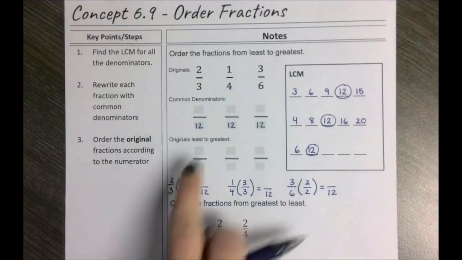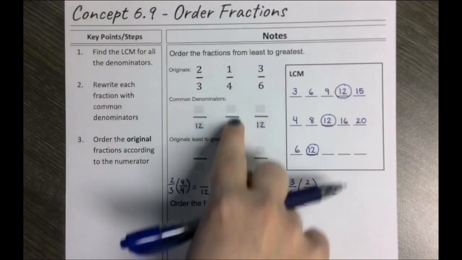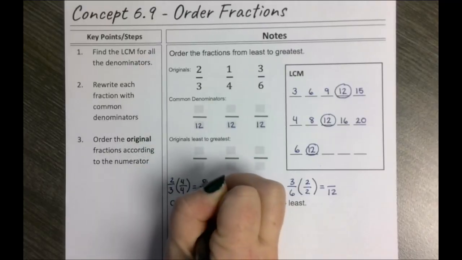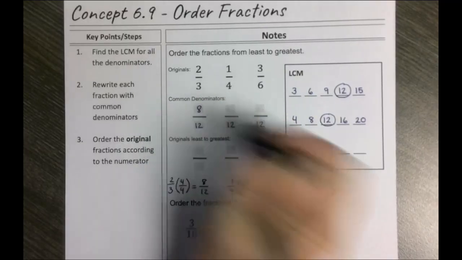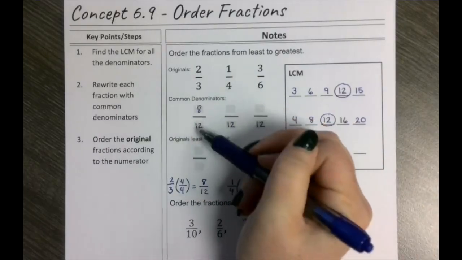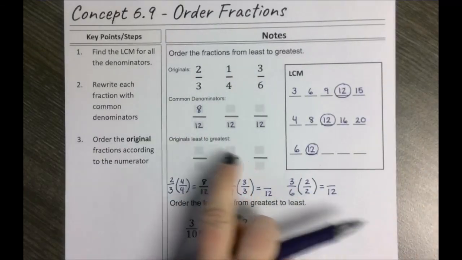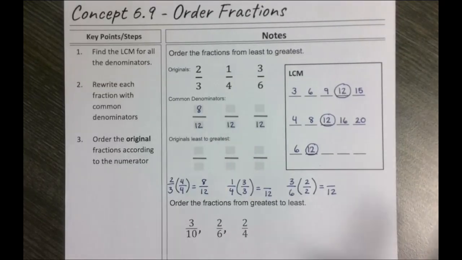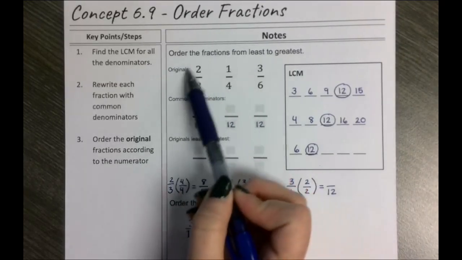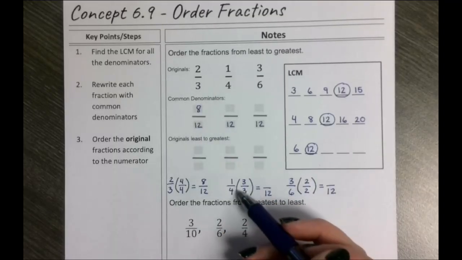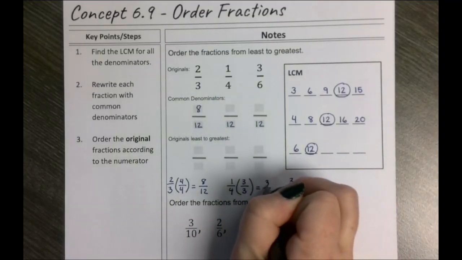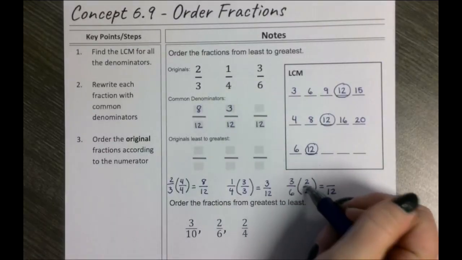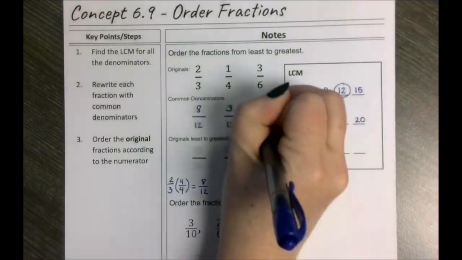I'm going to go through, once again, keep those lined up here. So 2 times 4 is 8. And so my first one is going to be 8/12 right there. I don't put anything on these lines yet because it says originals least to greatest. Whenever we're comparing fractions, we want to end up with our original fractions. 1 times 3 is 3. So this is 3/12. And then 3 times 2 is 6, 6/12.